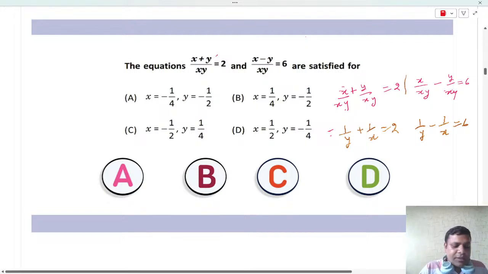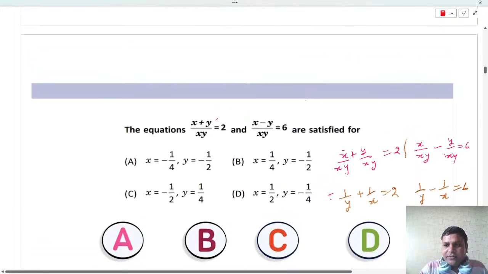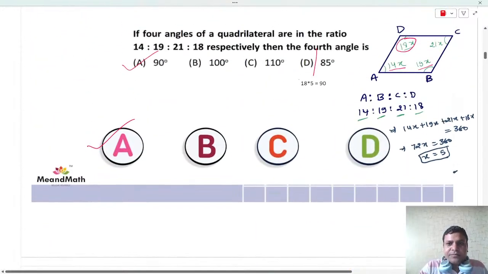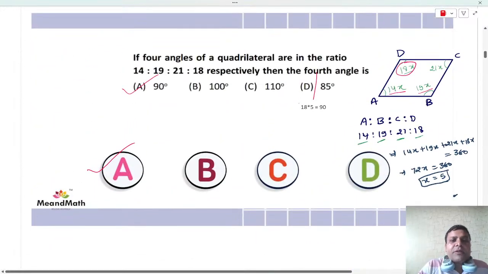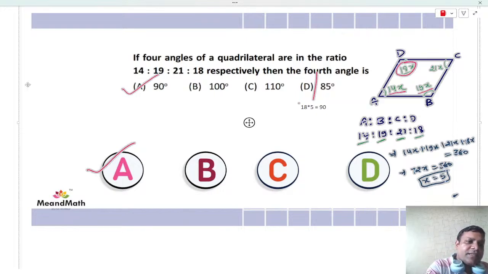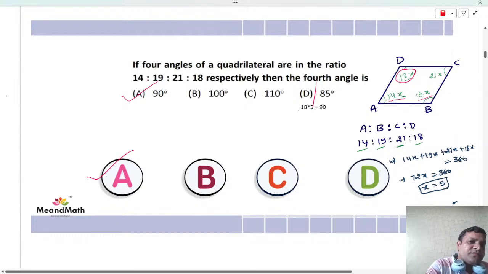Now Kirat is talking about the first question. Let's check what the first question is. The first question is about the angles in a quadrilateral. We know that the sum of angles in a quadrilateral is always 360 degrees. In a triangle, the sum is 180 degrees, and in a quadrilateral, it is 360 degrees.